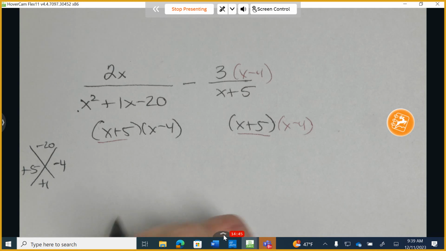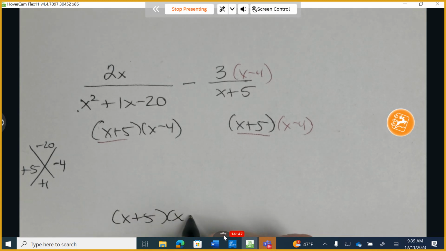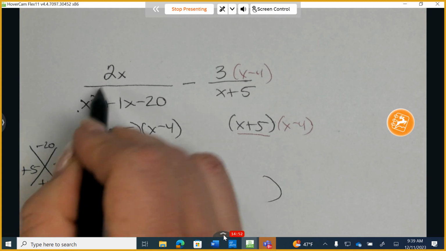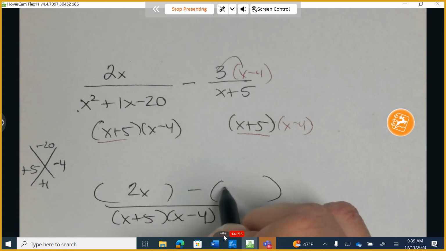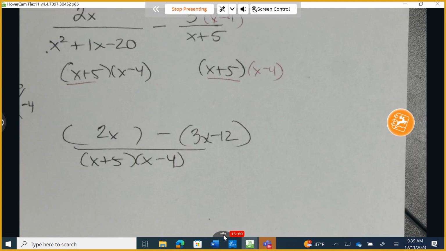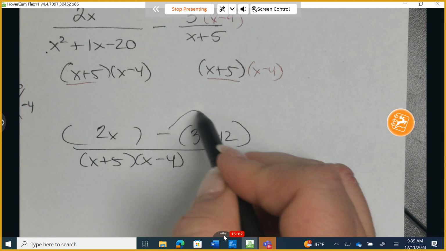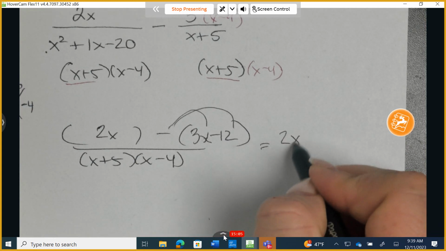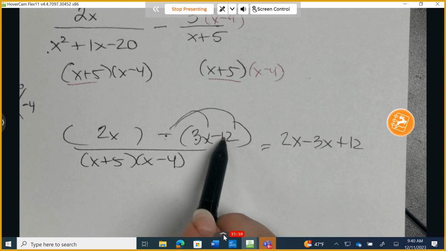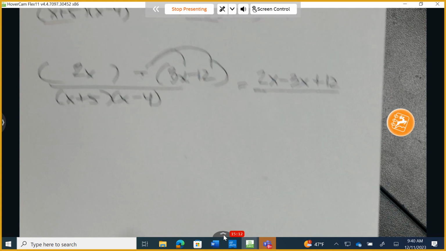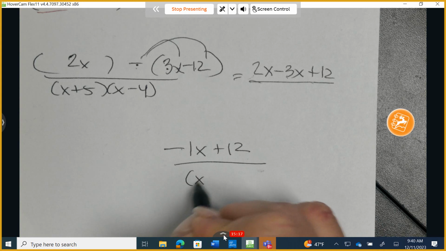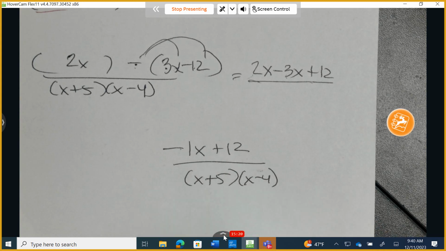Okay, now the denominators are the same. I have like denominators of x plus 5 and x minus 4. I have two groups, and they're separated by a subtraction sign. I bring down the 2x. Now over here I get 3x minus 12. Here's again where I think a lot of students are going to make a mistake. They're going to forget to distribute through. So I have 2x on top, subtract 3x plus 12, because it becomes a negative 3x and a positive 12. When I combine like terms, 2 minus 3 gives us negative 1x plus 12 over x plus 5 and x minus 4.